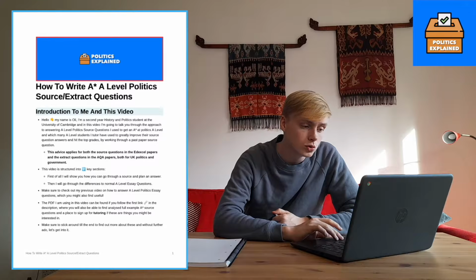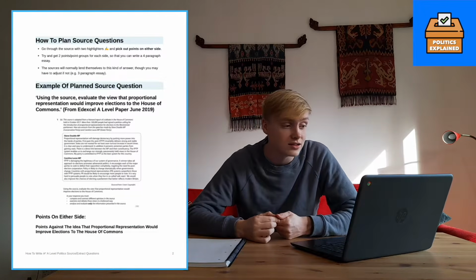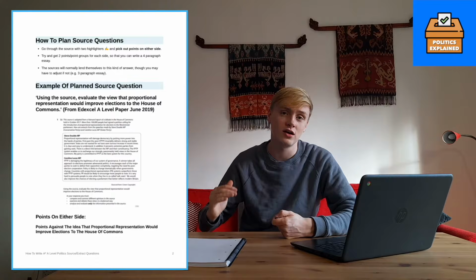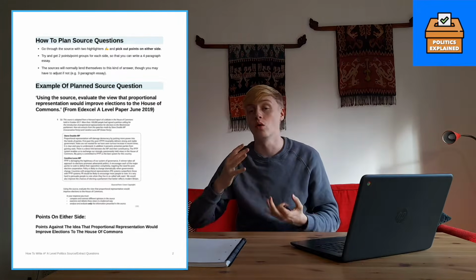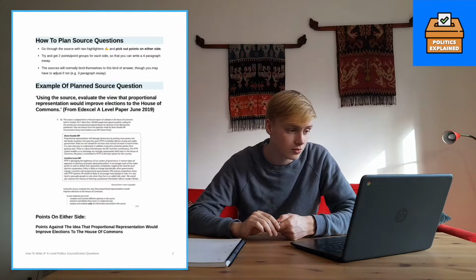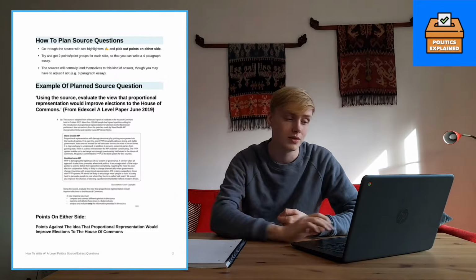So first of all, how to plan source questions. What I recommend is first going through the source with two highlighters and picking out points on either side. You want to get as many points on either side of the question or of the argument as possible, so that then you can decide how you're going to structure and formulate an answer to the question. And then you're going to want to try and sort those into different groups, so into two sides of the argument, and then you can get paragraphs from them.